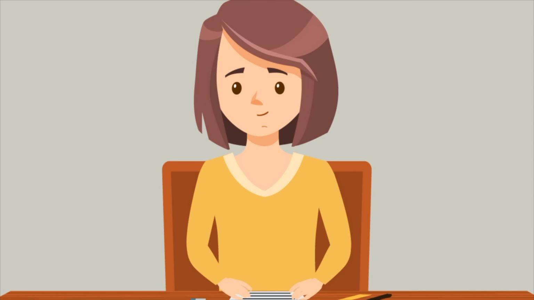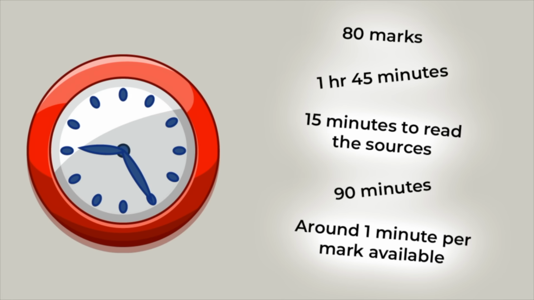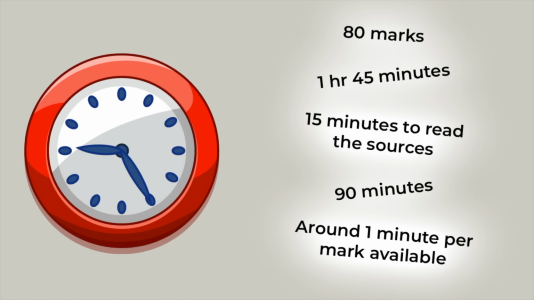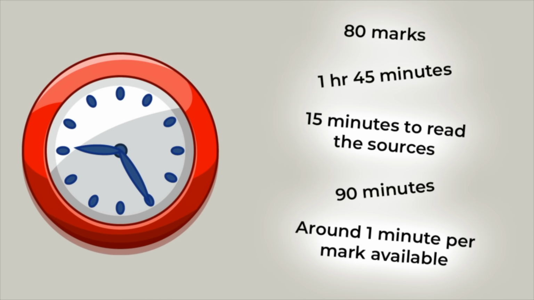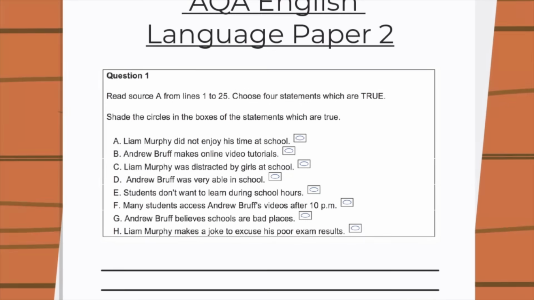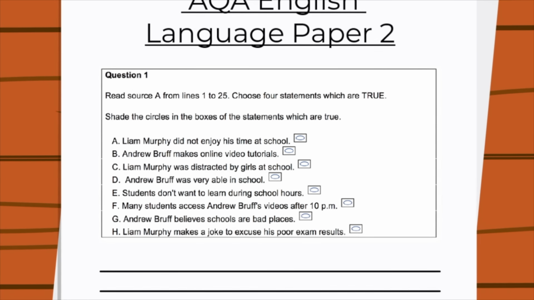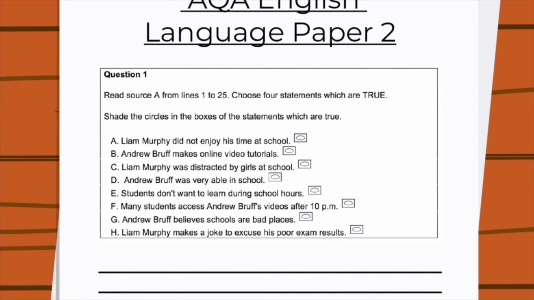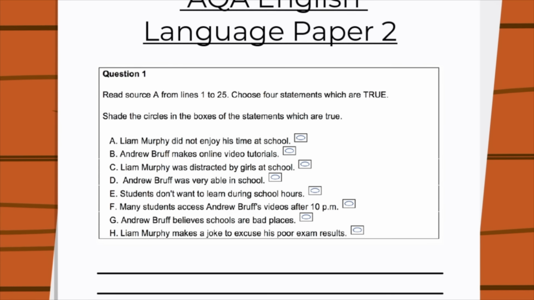The entire exam paper, just like with Paper 1, is worth a total of 80 marks, and the exam is a 1 hour 45-minute exam. Now, if you allow 15 minutes for reading the sources, you're left with 90 minutes to achieve a possible maximum of 80 marks, which means you should spend around 1 minute per mark available on each question. So with Question 1, you should spend around 5 minutes on it, and that's more than enough time to read the 8 statements, reread the section of the text in question, and carefully choose your answers.